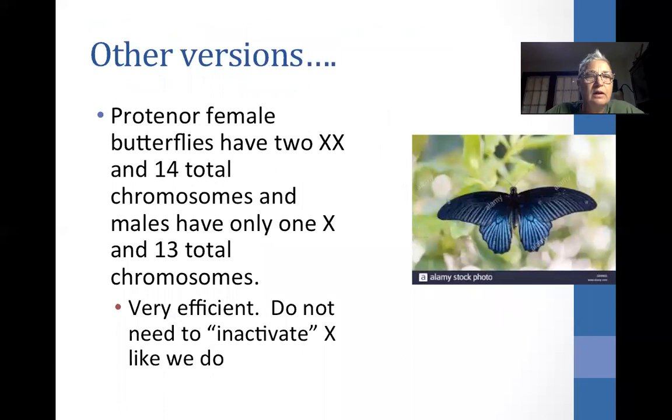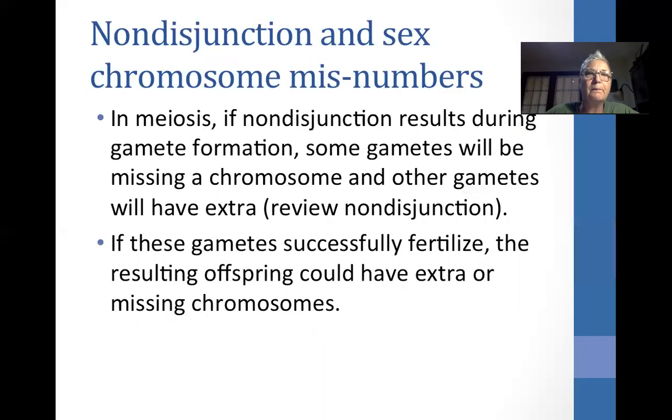All right, so other versions of sex: there are some butterflies where the females have 2 X chromosomes and 14 total, and the males only have 1 X and 13 total chromosomes, so they don't have a balanced number. And so it's determined by one less X chromosome, basically. And it's kind of efficient in a weird way, because they don't have to, quote, inactivate an X chromosome like we do, which we talked about. Basically, 2 X's are a potent dose of X, and we'll talk about that in a minute. All right, so let's look at some chromosome mutations that we talked about before.